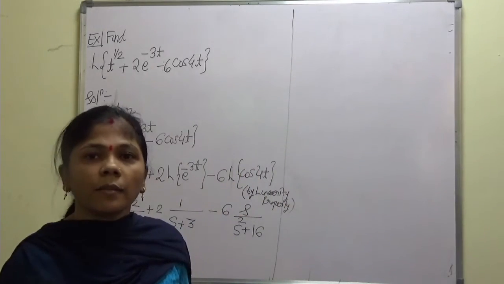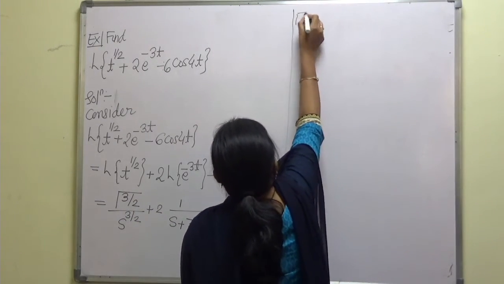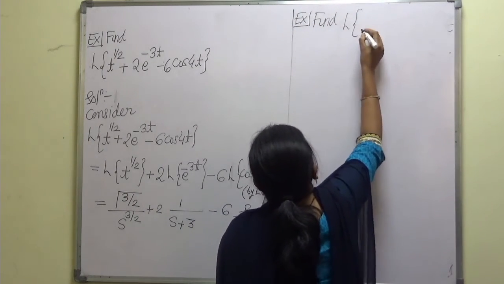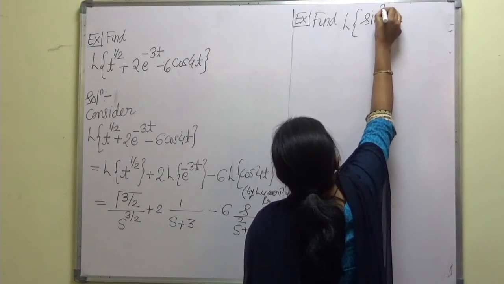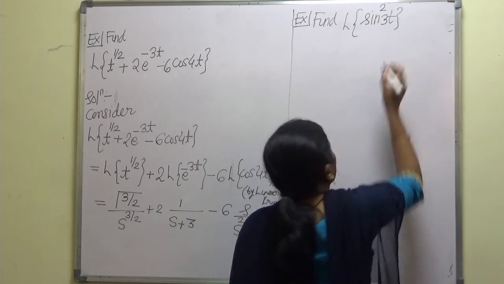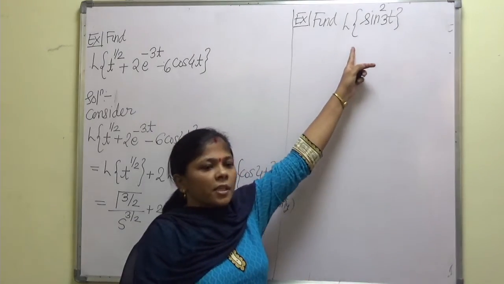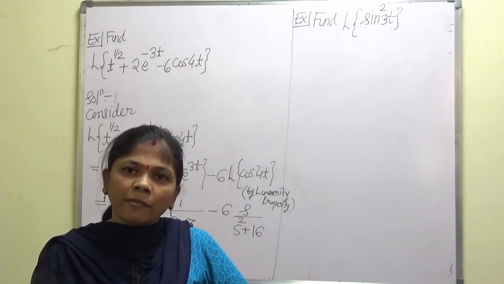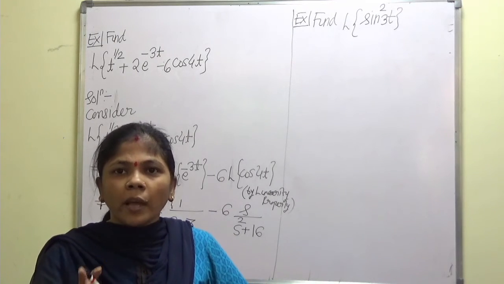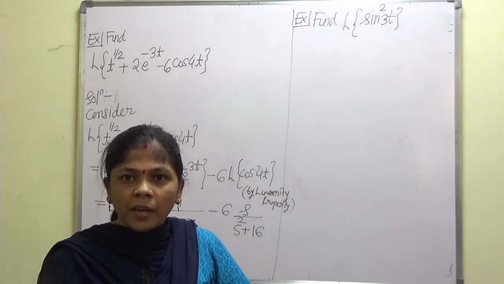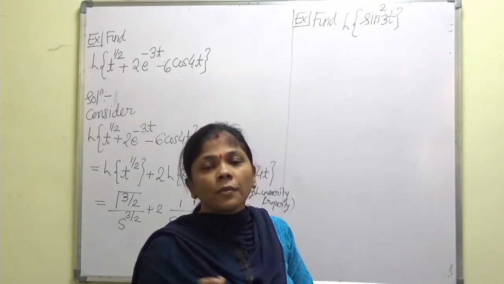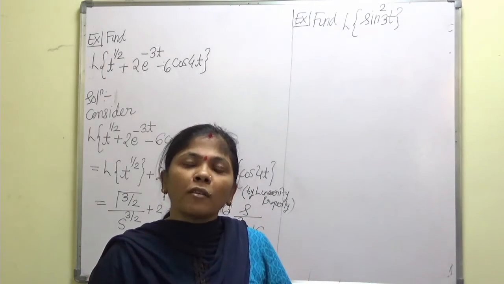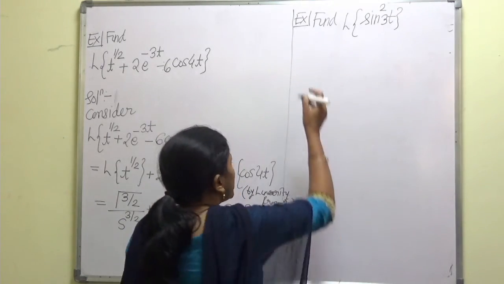So, the next example is find Laplace transform of sin square 3t. So, observe this expression carefully. In our algebraic functions, we have Laplace transform of sin alpha t and cos alpha t only. We don't have the formula for sin square, right? So, what we will do? We will make use of the trigonometric formulae to reduce this given expression into the form sin alpha t or cos alpha t. Let us see how it can be done.